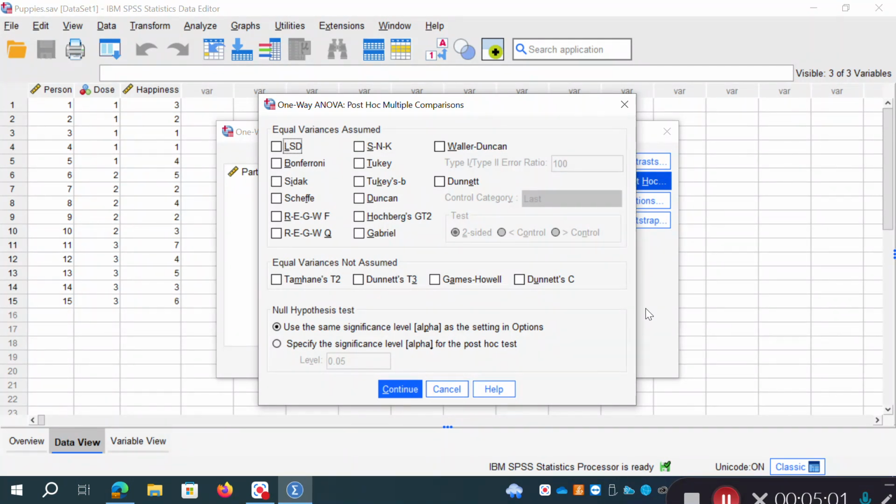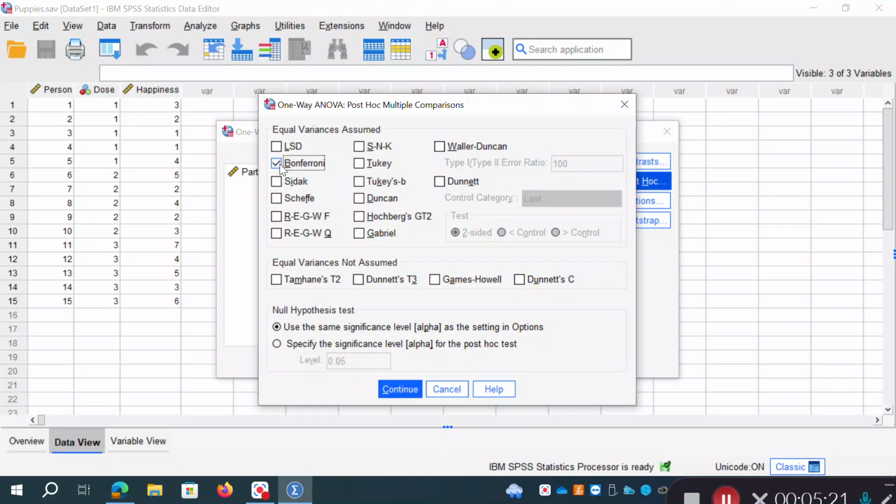If we select that post-hoc option, we can select Bonferroni, we can select Tukey if equal variance is assumed, but we've also got this equal variance is not assumed. So if we get a significant Levene's, we can't assume equal variances. We want another one of these tests down here. So I'm just going to select Bonferroni.